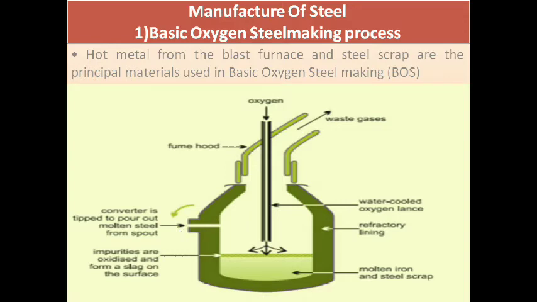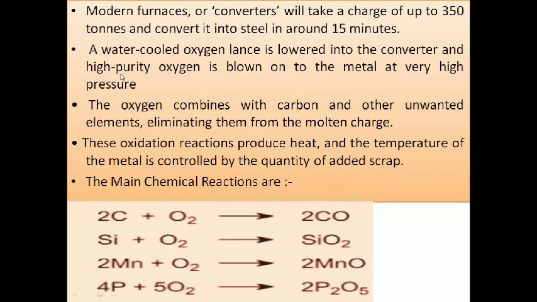So let us discuss the process of manufacture of steel by using the basic oxygen steel making process. Here modern furnaces or converters will take a charge of up to 350 tons and convert it into steel in around 15 minutes.